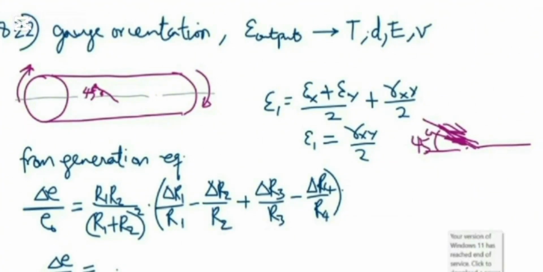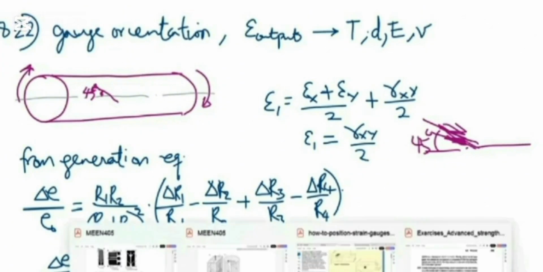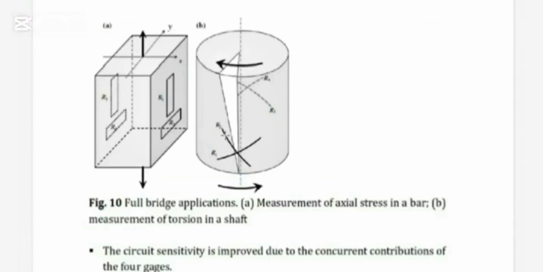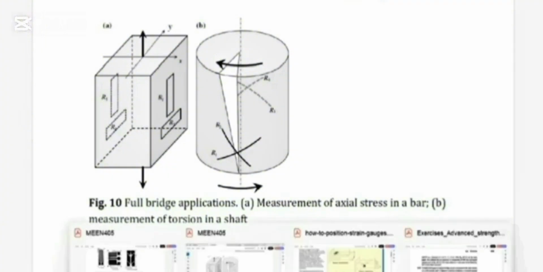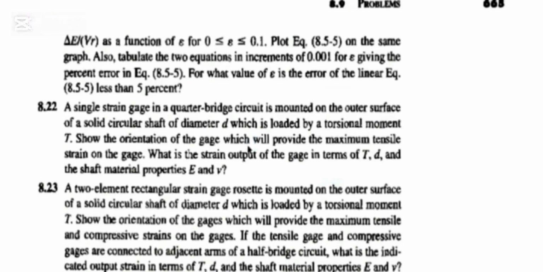Because this is the orientation that will provide the maximum strain. I think we also have it in our notes. This is part of it here. When you see torsional loading, you arrange it from the axis at 45 degrees. So next, the question asks us to determine the strain output of the gauge in terms of T, D and shaft material property. So let's look at that.